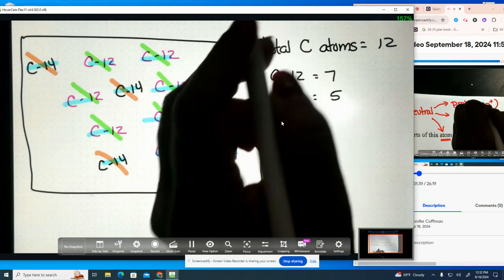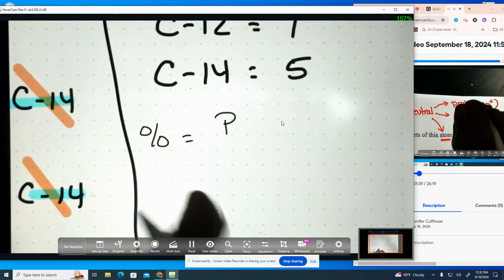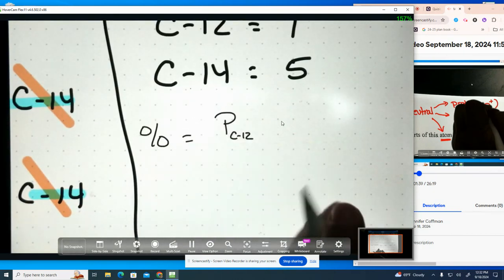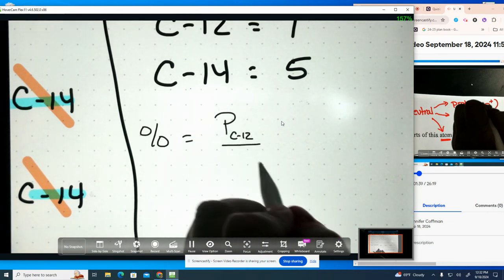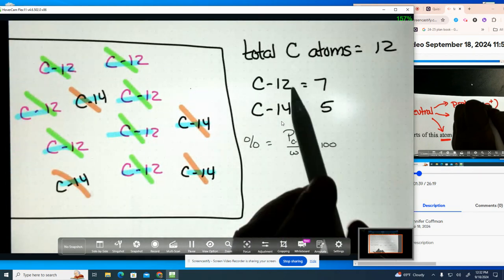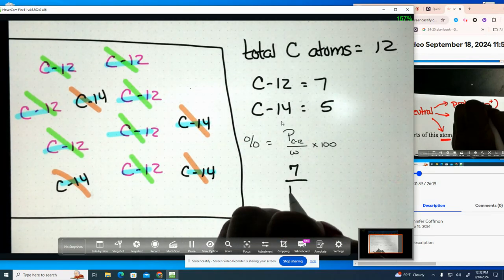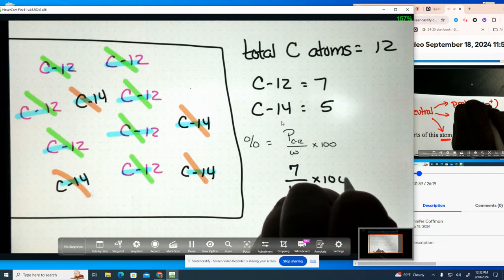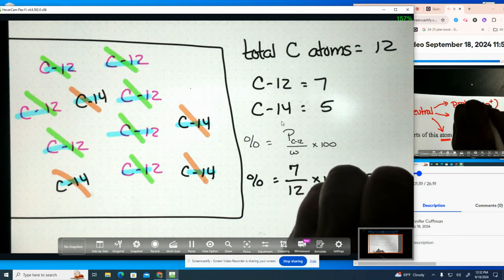If we're going to write a formula for that, it's going to look like this. The part that we're looking for is carbon 12, so I'm going to designate it down here. That P stands for part, that is carbon 12, over the whole thing times 100. So the part that is carbon 12 is 7, which is what Isaiah said, over the whole thing, which is 12, times 100. Can somebody give me the percent that is carbon 12? What's 7 divided by 12 times 100? 58.3%.